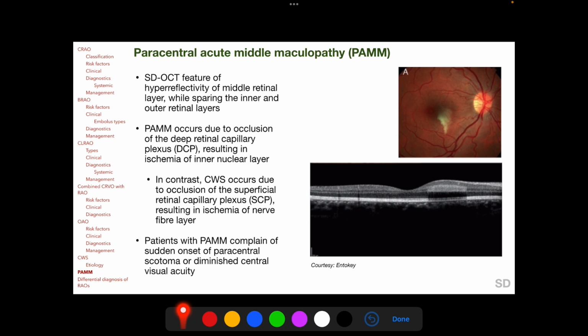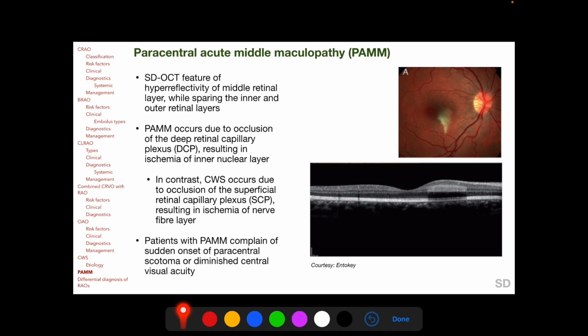Paracentral acute middle maculopathy, or PAMM, was originally described as an SD-OCT feature of hyperreflectivity of the middle retinal layer, as seen here in this OCT image, while sparing the inner and the outer retinal layers. We have just described this lesion in this color photograph, and this OCT image has been taken with a scan line passing through the superior portion of this lesion.